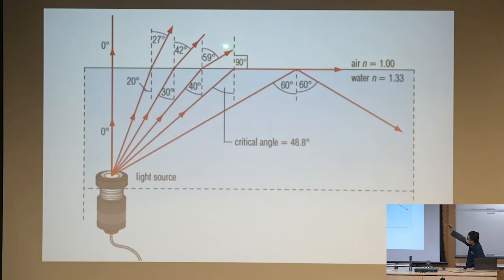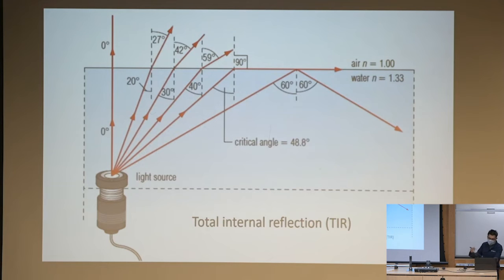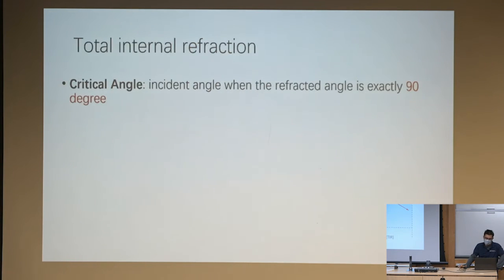And if the refraction angle would be larger than 90 degrees, then the light will be totally reflected. So this is another very important phenomenon, which is called total internal reflection.